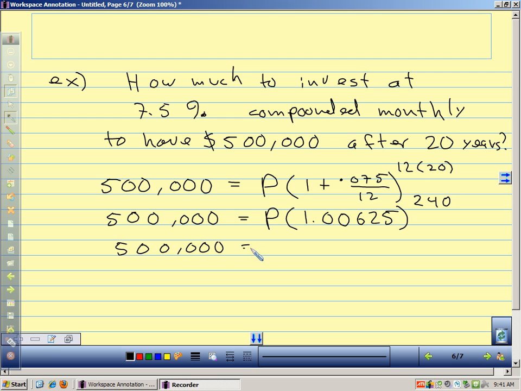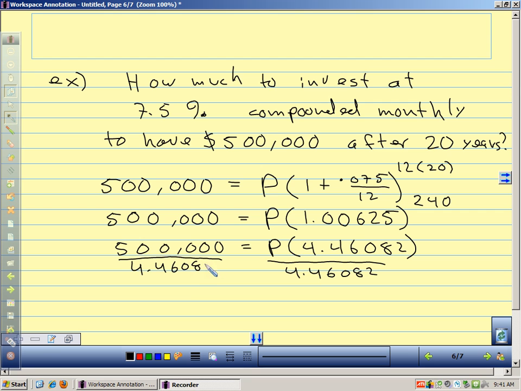So when I put this in my calculator, I get 500,000 equals P times 4.46082. I'm keeping a bunch of decimal places so that my answer is accurate. And I'm going to divide both sides by 4.46082 and calculate that out. And I end up finding that my principal has to be about $112,000 in order to have $500,000 after 20 years at 7.5% compounded monthly.